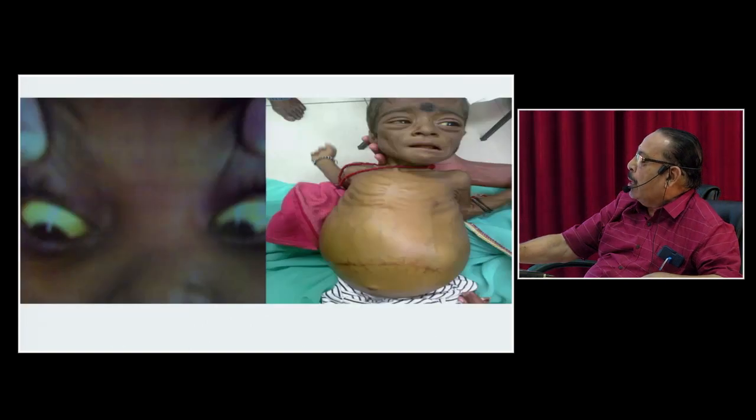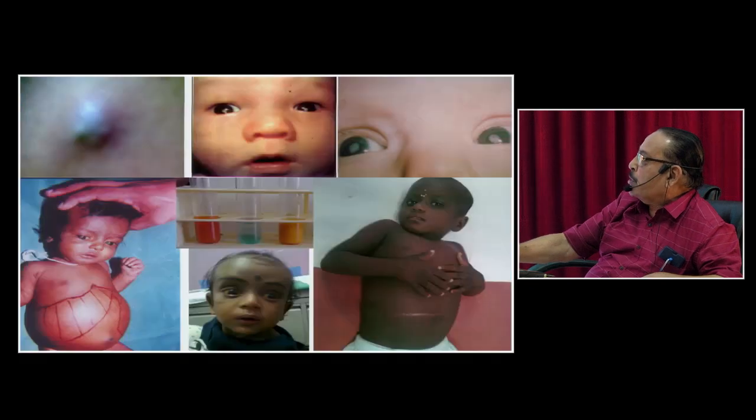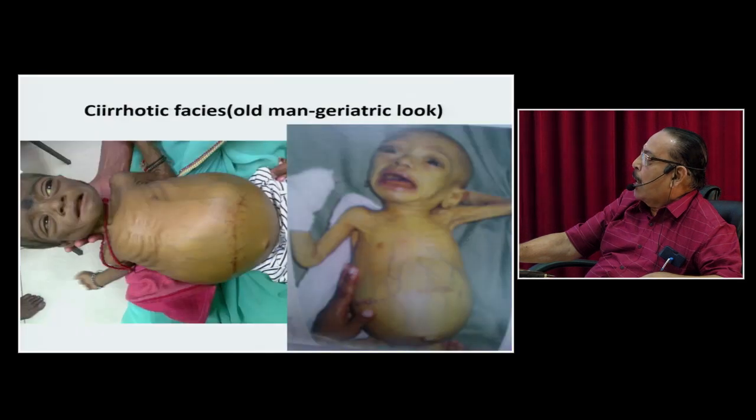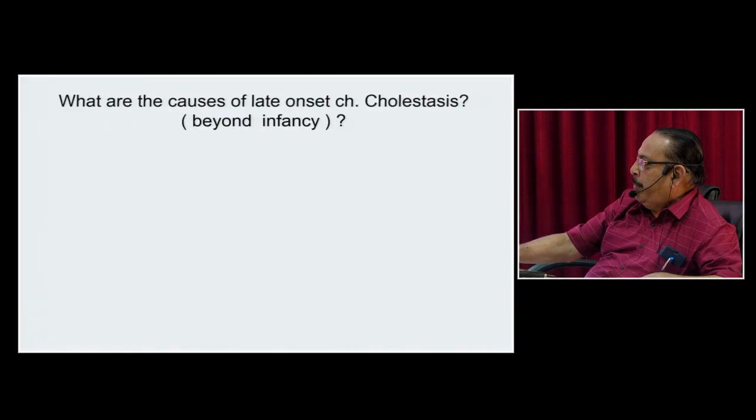I will come to the last. This is the last one I thought I will share with you. Consequences of portal hypertension. Cholestasis you need to mention in the exam. Biliary atresia is commonly kept.